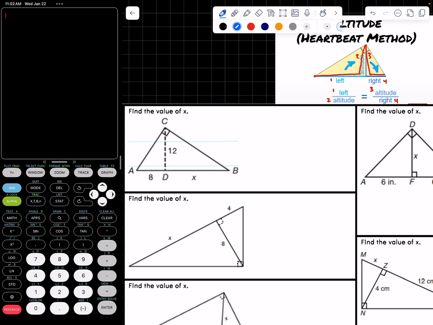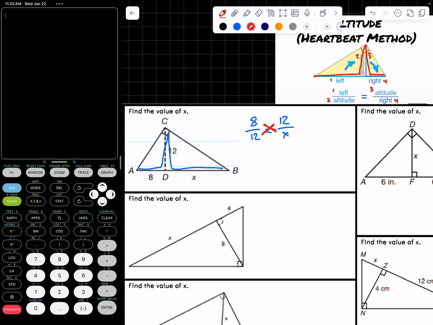So all I'm going to do is trace, starting from the left, across, up, down, and across. So I trace that. I go 8 over 12 equals 12 over x. And this piece right here is what makes it a geometric mean. Multiplying right here by the same number is where we get that phrase from.